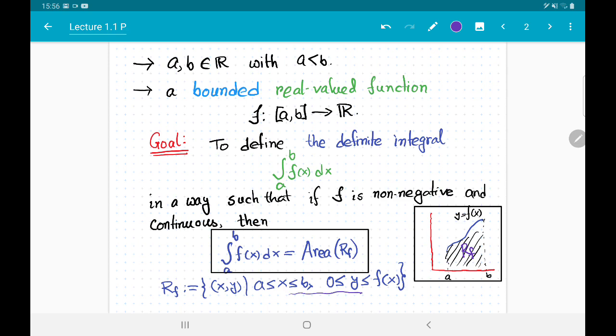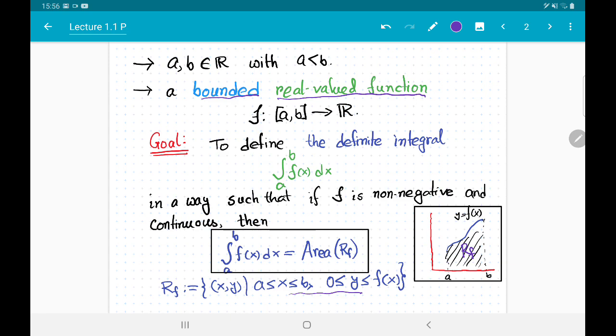So what do we need here? We need a, b, two real numbers with a less than b. We need a bounded real valued function f, which is defined on the closed interval [a, b]. We will always remember that throughout this course we will only be interested in bounded real valued functions. So this will be always at the back of our mind.